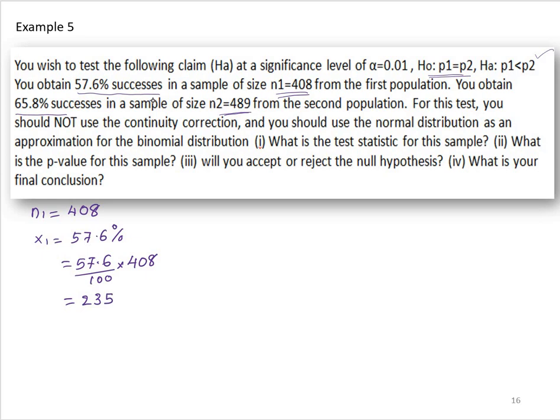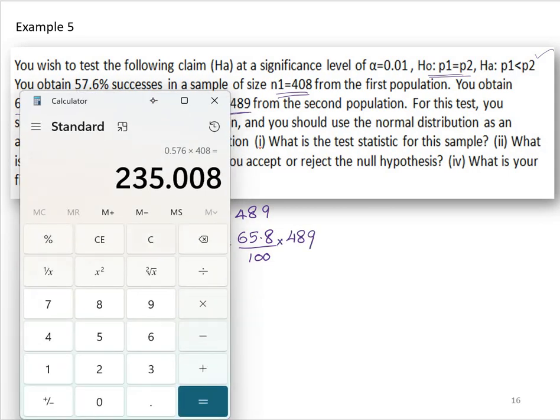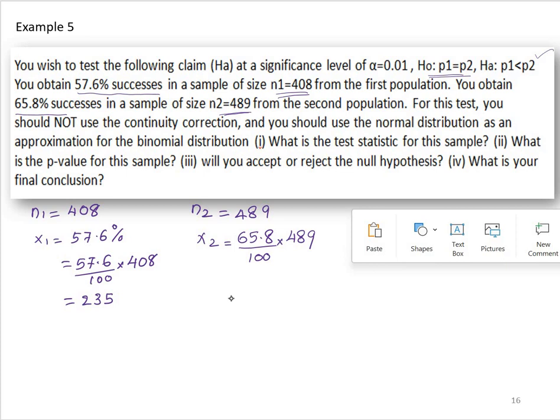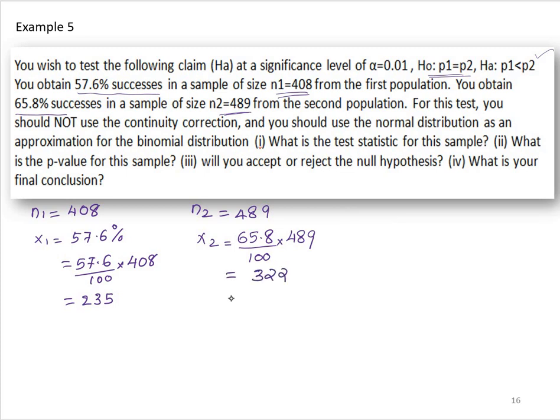Similarly N2 is given to be 489, and X2 is equal to 65.8 divided by 100 times 489. Again we can use the calculator to find that one. It is 0.658 times 489, which is equal to 321.76. We can round it to 322. So it is equal to 322.